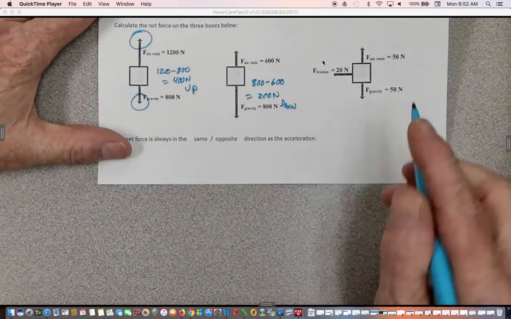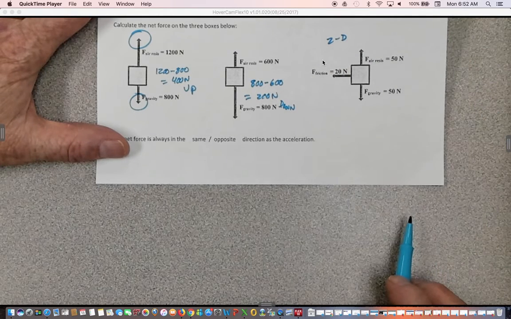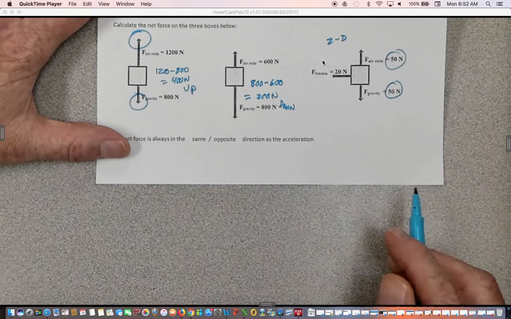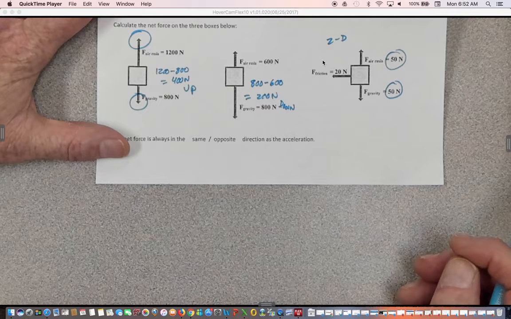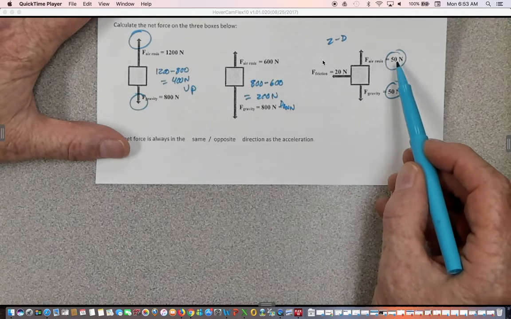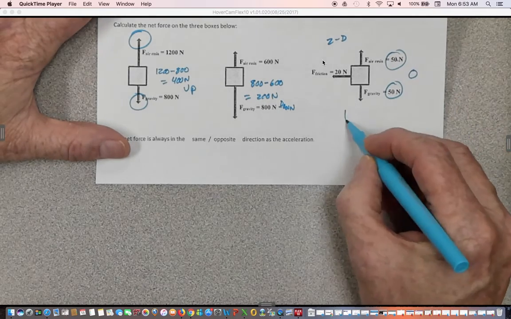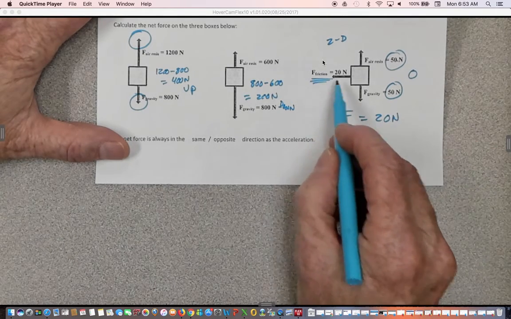This is going to be a two-dimensional problem, so you need to use Pythagorean theorem. Oh, wait a minute. No, we won't. What is 50 minus 50? Why am I subtracting? Anyone? You, over there in the blue shirt. What did you say? A little louder. Yes. Because 50 up and 50 down will give you 0, so the net force is simply going to be the 20 newtons. There's no adding or subtracting with this.